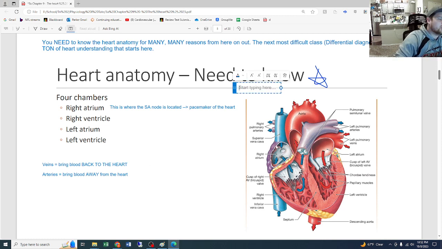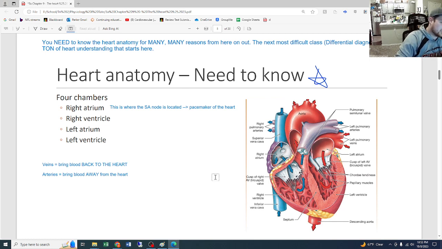From the atria, the blood gets pushed into the right ventricle through the tricuspid valve. This can be called the tricuspid valve, or it can be called the right AV valve. They're AKAs of each other. It's saying the exact same thing. It's called tricuspid because these three things here, there are three cusps.